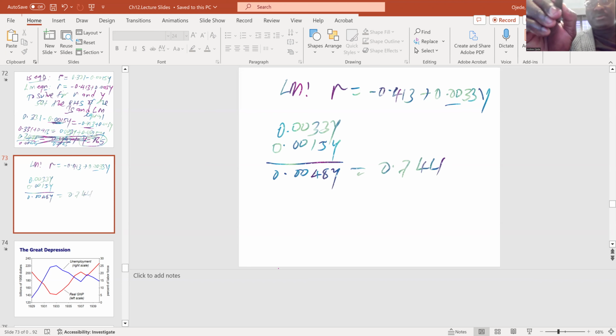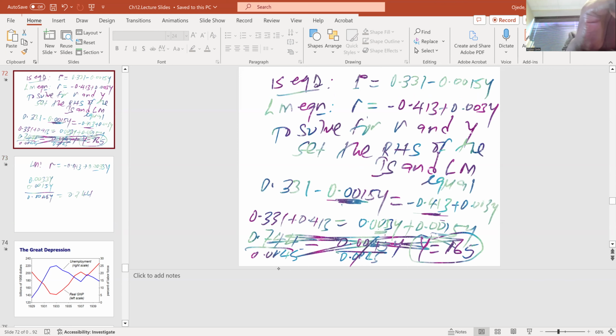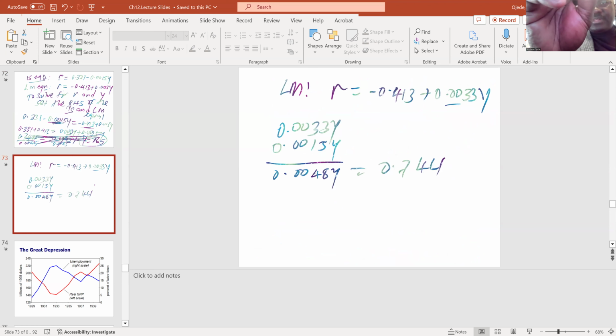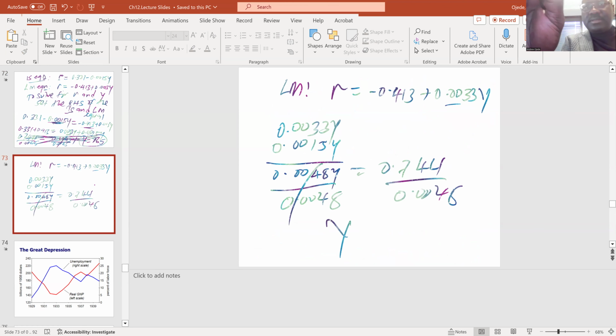0.744. What was it? Where's the other one? Add 0.744, that's right. So it's going to be 0.744. So if I divide now both sides by 0.0048, it should be much smaller. 0.744 divided by 0.0048. Yes, so you get Y equals 155. There you go.